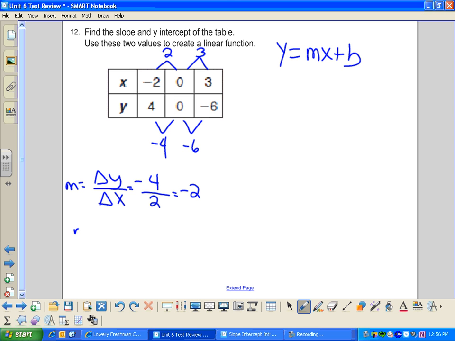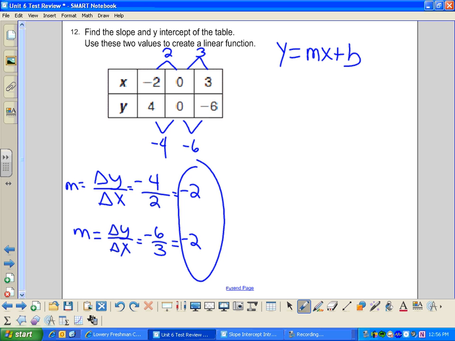So let me see. In that case, I've got change in y over change in x, so I've got negative 6 over 3. Oh, look at that. It's also negative 2. Okay? It's linear. I know all my slopes are always going to be the same, no matter which 2 points I pick. So here we go. My slope is negative 2.